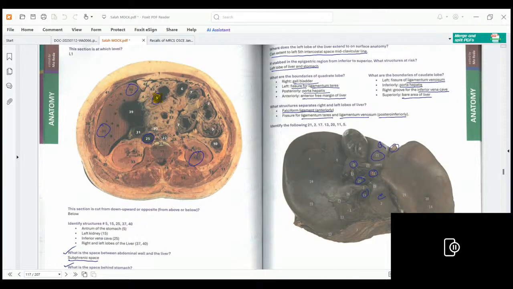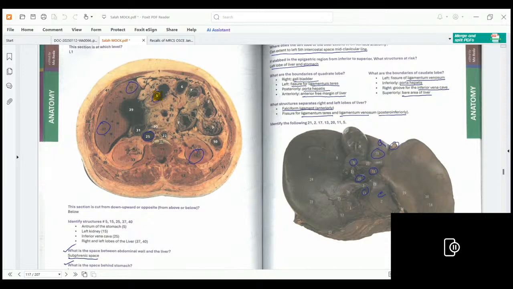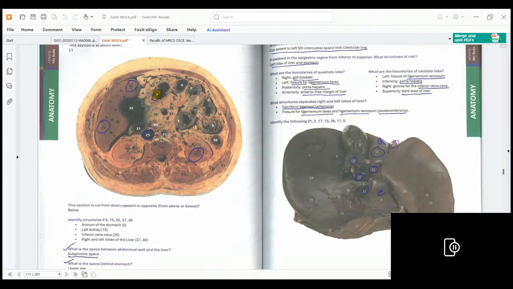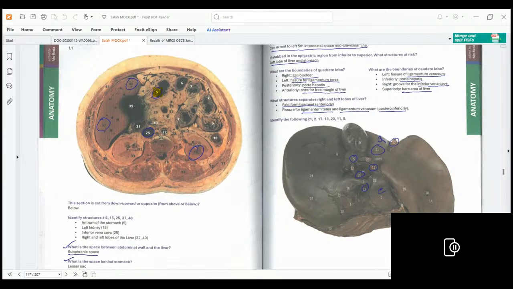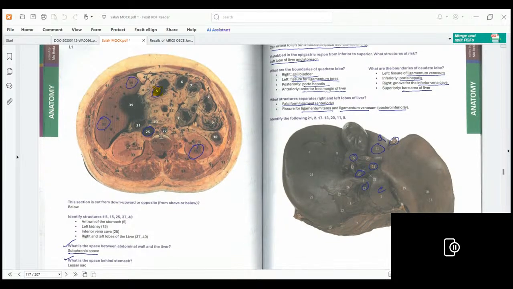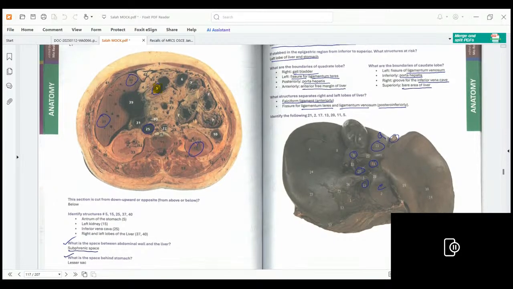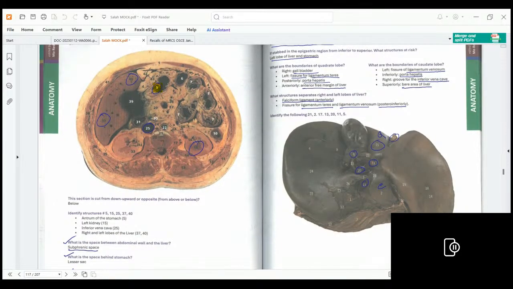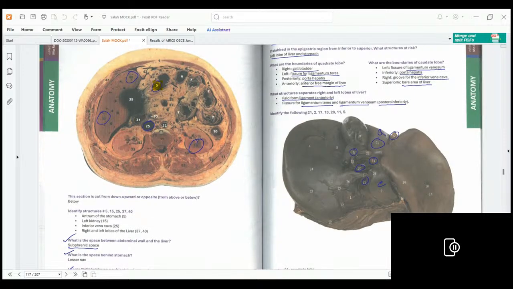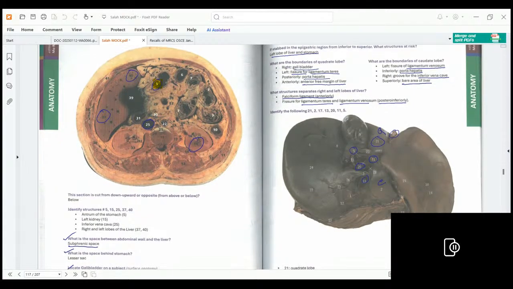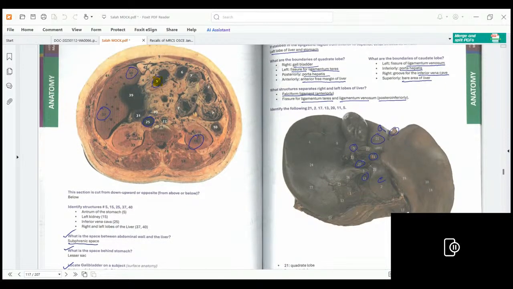Then what structures separate right and left lobe of the liver? Anteriorly falciform ligament, and posteriorly inferiorly fissure for ligamentum teres and ligamentum venosum. And functionally by an imaginary line drawn from groove for gallbladder and groove for inferior vena cava. So this is surgical. Sorry.